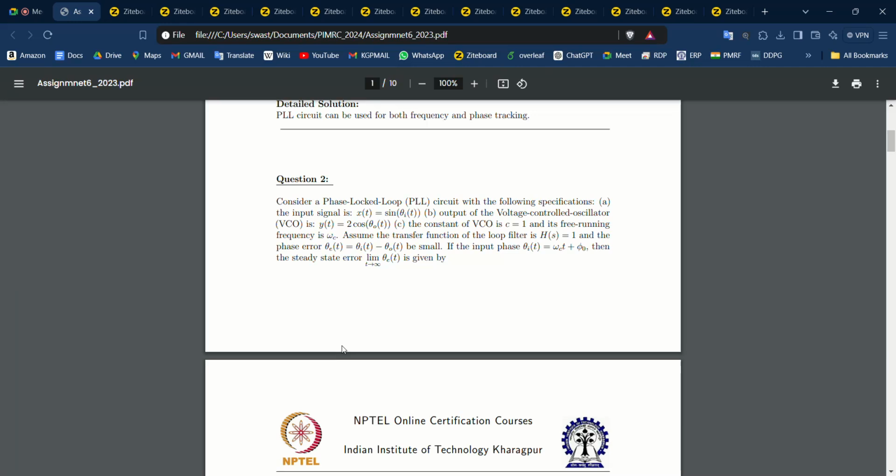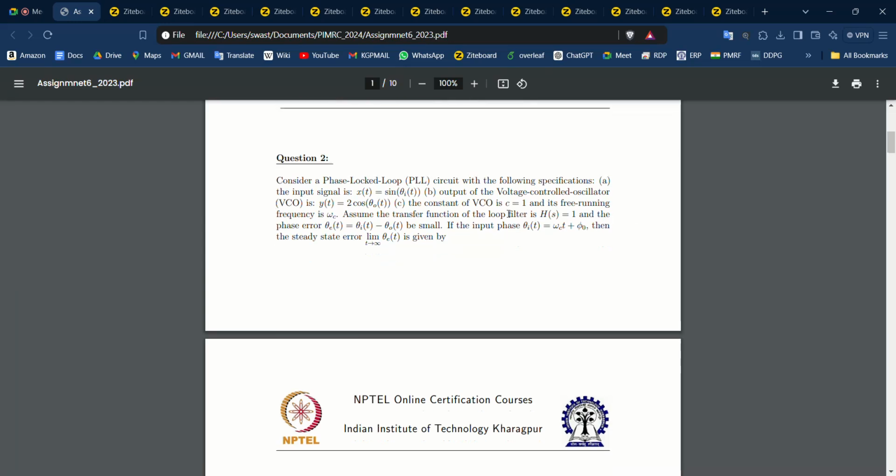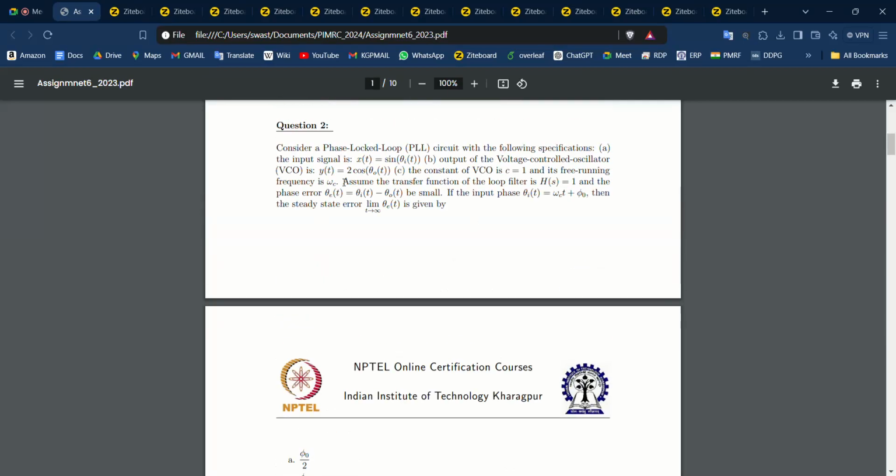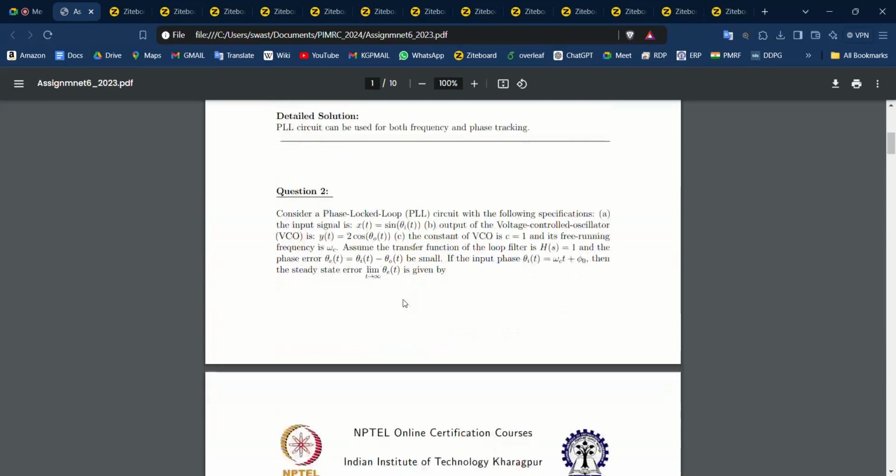If the input phase theta_i(t) equal to omega c t plus phi naught, then the steady state error is given by. Okay, so the phase lock loop is getting an input signal x(t) equal to sin theta_i(t), and the output of the VCO is y(t) equal to 2 cos theta_o(t). So the constant of the VCO is 1, so there is no gain in the VCO, and the free running frequency is omega c. So the phase error theta_e(t) equal to theta_i(t) minus theta_o(t). So if the input phase is omega c t plus phi naught, then what is the steady state error? That is the limit t tends to infinity of theta_e(t).